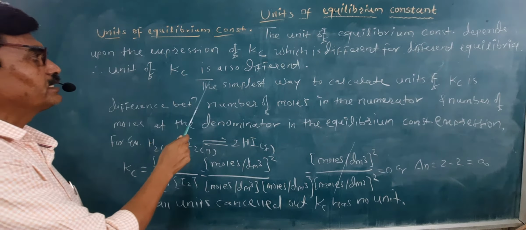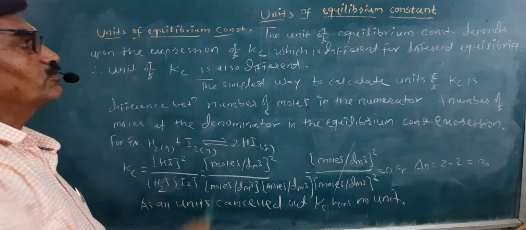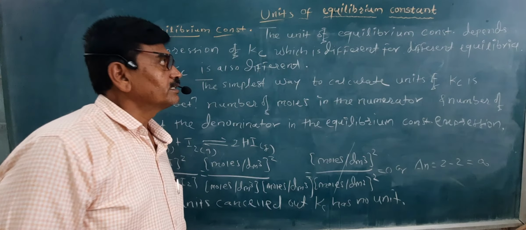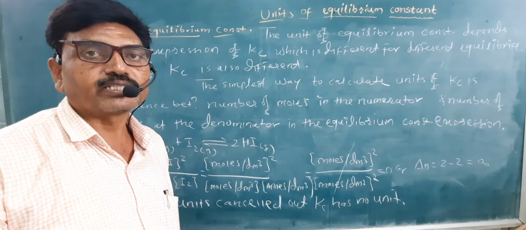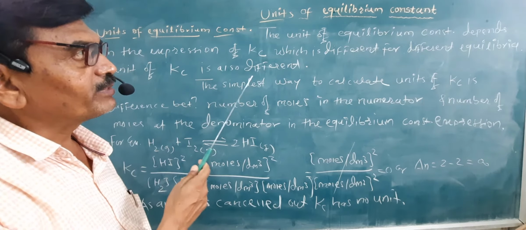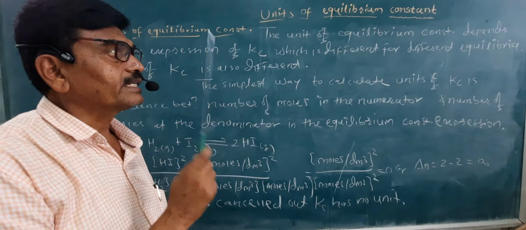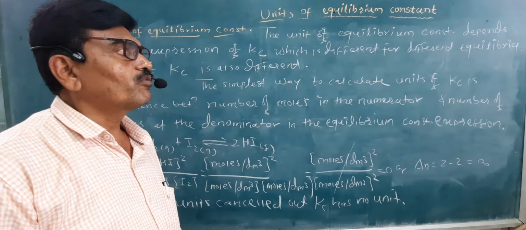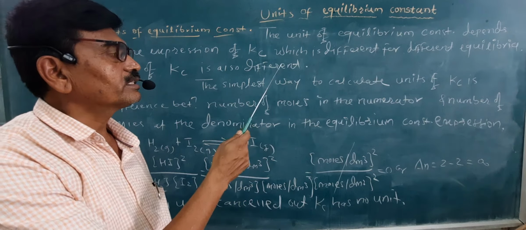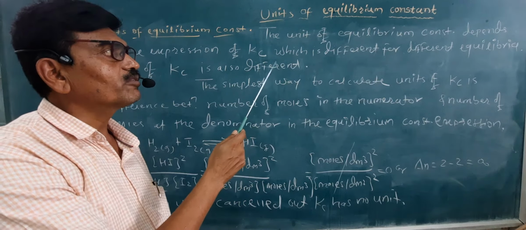So what does the unit of equilibrium constant depend upon? That is the expression of Kc. We have already seen how to write the equilibrium constant expression, and the unit depends upon that expression. For different equilibria this expression is different, and that's why different units are observed for the equilibrium constant for different reactions.